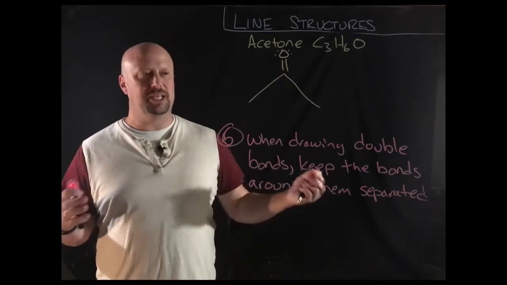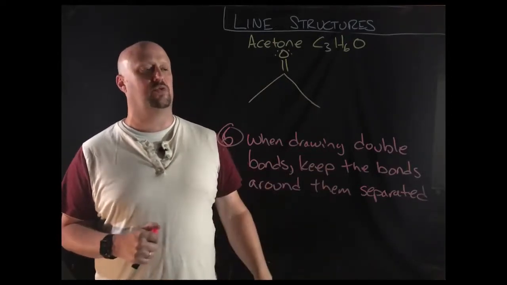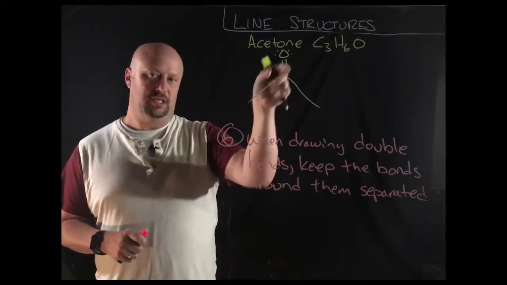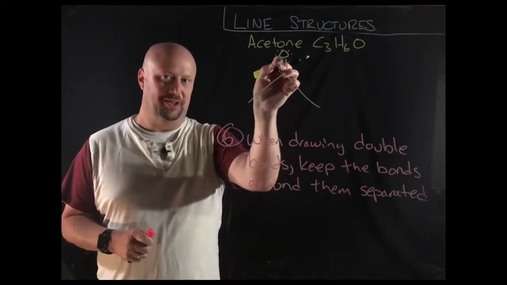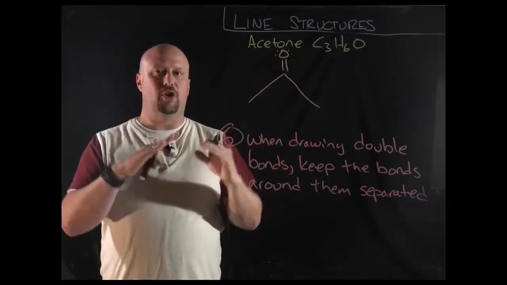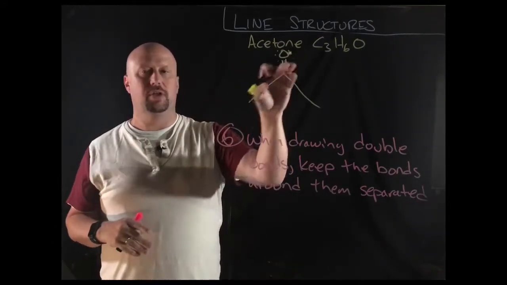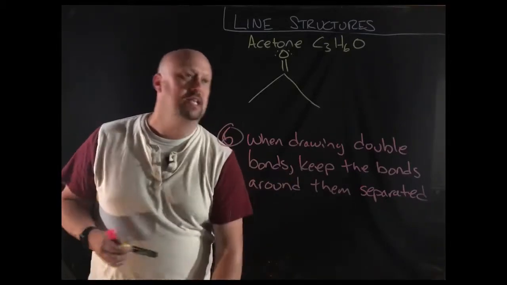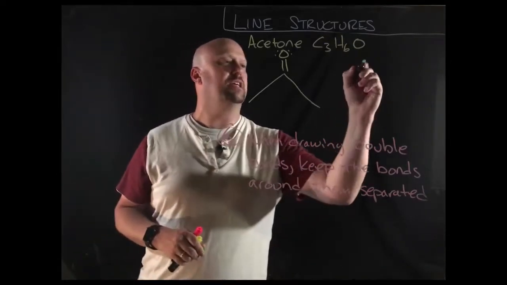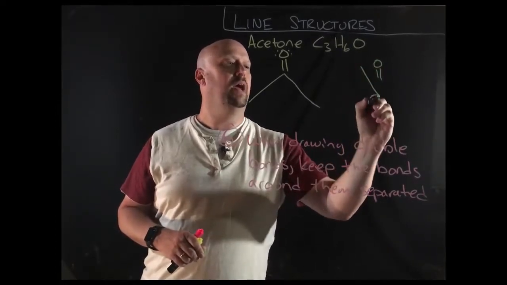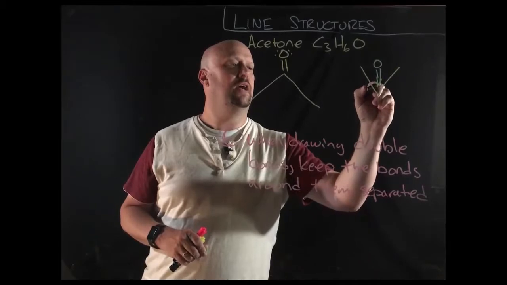And the reason that I say that's the proper way is because this goes with rule 6. Once you draw a double bond, you need to keep the other bonds as far away from that central part where the double bond is as possible. What do I mean? It shouldn't look like this. This would be an incorrect way to draw that structure.